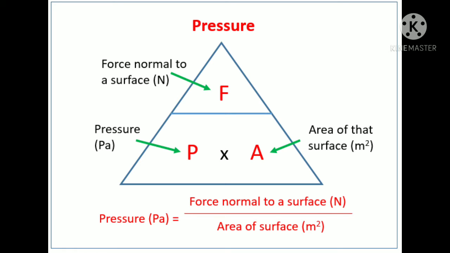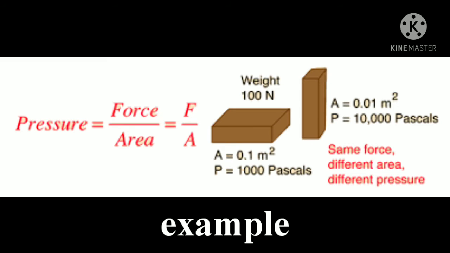Okay. Now let's see one example in front of you. Here weight is given, which means force is given as 100 Newton. Area is also given: one is 0.1 meter square, another is 0.01 meter square. Both pressures are different, but the force is the same. What did we get here? Same force, but the pressure is less where the area is 0.1 meter square, and where the area is less, 0.01 meter square, the pressure is more.